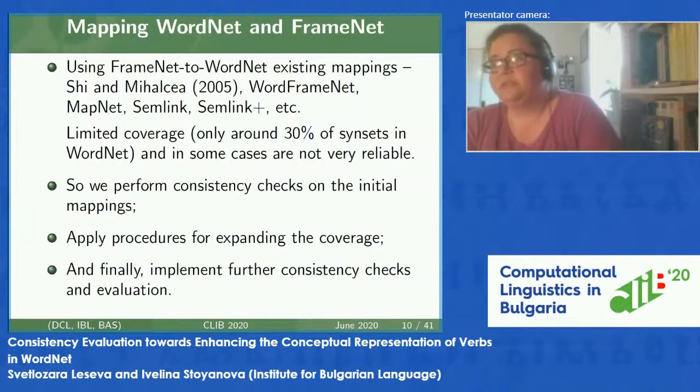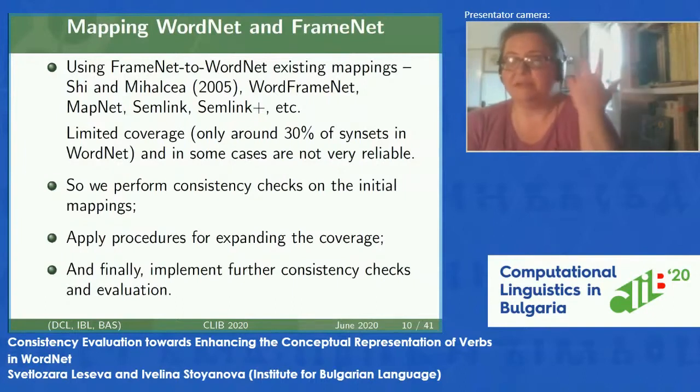So what we needed to do is perform some consistency checks on the initial mappings that we got. Most of all, we focused on those that have different mappings coming from different resources assigned to the same synset, that were contradicting. And some of these existing mappings have been compiled automatically, so it is expected that there are some things in them that need to be validated. The reason for these preliminary consistency checks was that we start with good quality, reliable data, because of the procedures that we apply later on. These are procedures aimed at expanding the coverage. If we start with something that has errors in it, these errors will propagate onto the data, and then our mappings won't be very reliable.